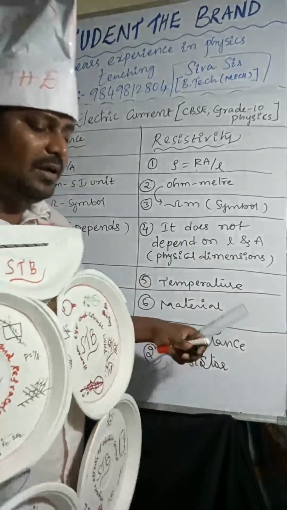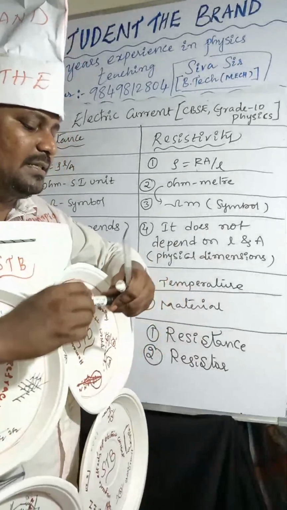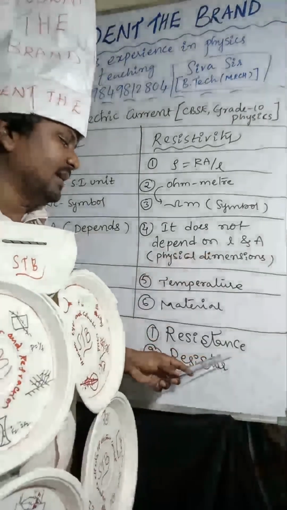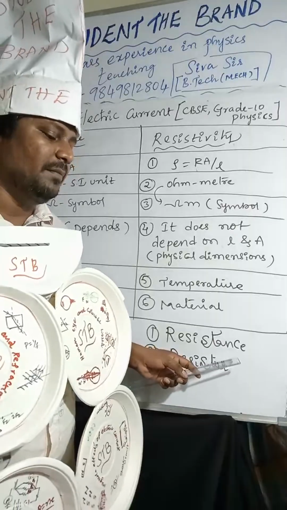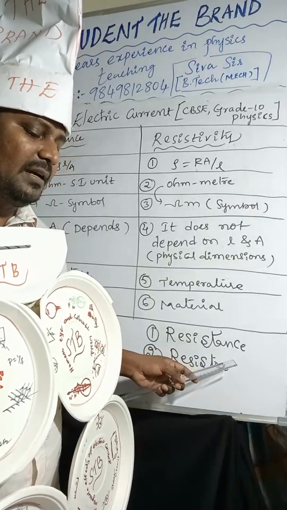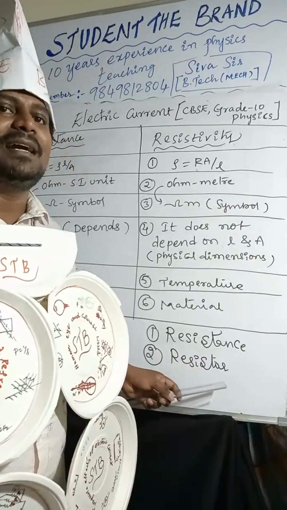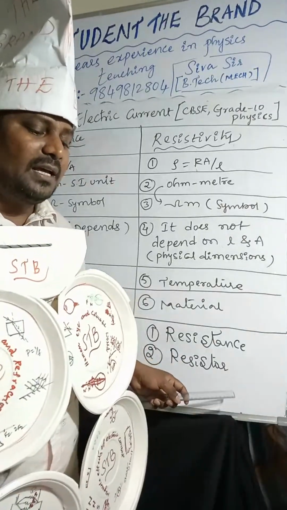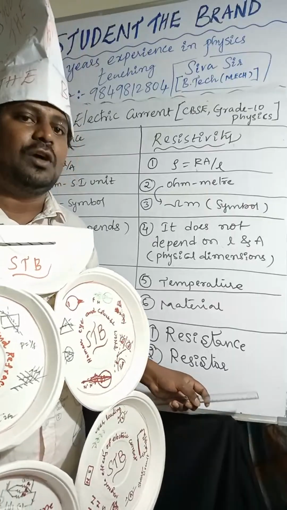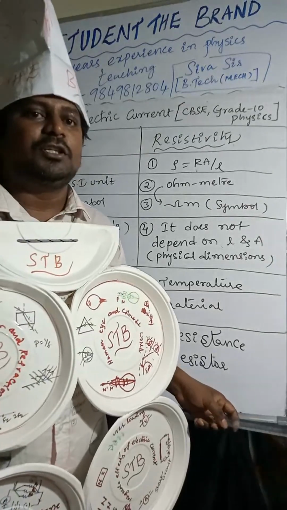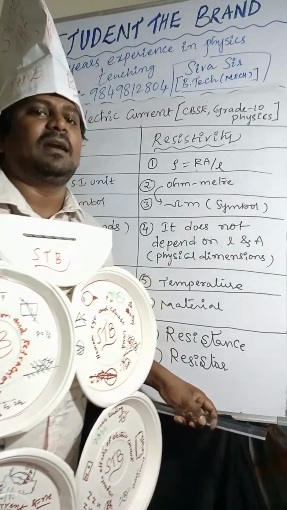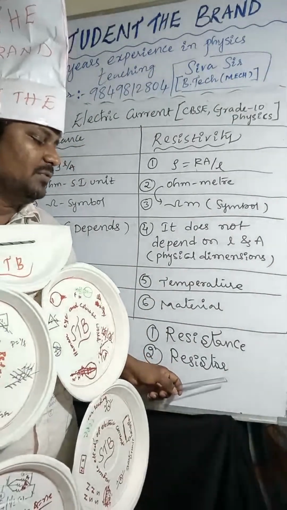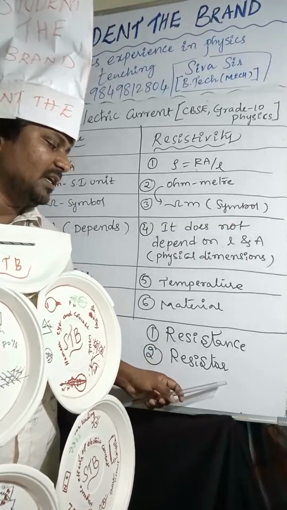Resistance is the phenomena of opposing the electric current in the circuit. A resistor is a device which is used to oppose the electric current in the circuit.